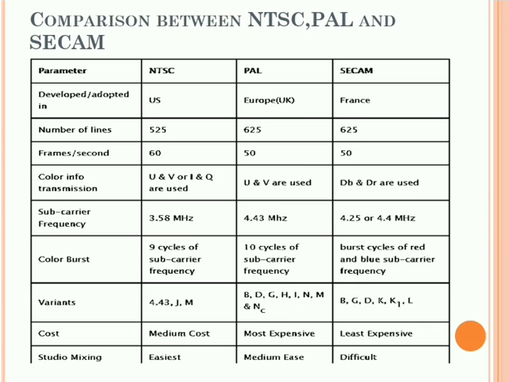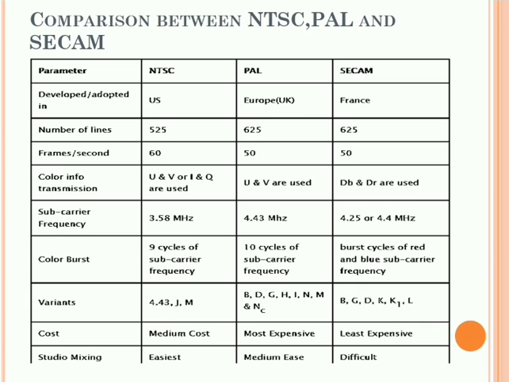The next parameter is color information transmission. Whatever color signal we transmit, I and Q are used in the NTSC system, while U and V are used in the PAL system. In the SECAM system, DB and DR are used, just like we have seen in this lecture. Before this comparison, we have seen the DB and DR signals. These two signals are used for color information transmission.